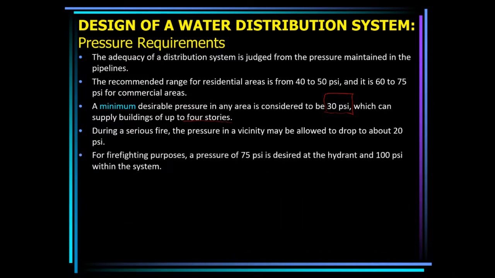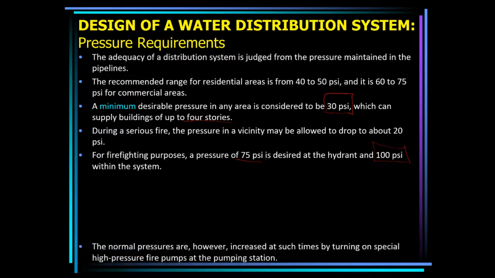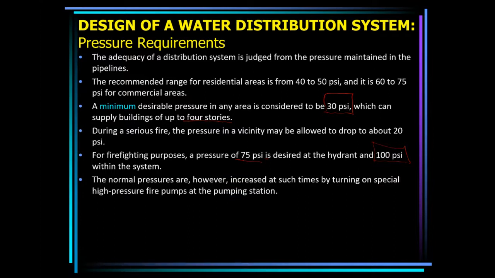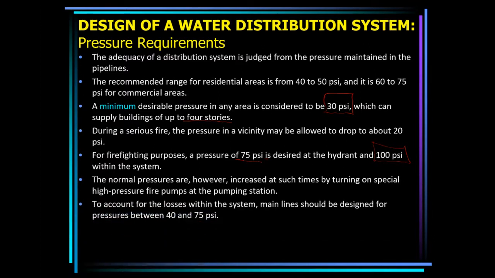For firefighting purposes, a pressure of 75 psi is desired at the hydrant and 100 psi within the system. The normal pressures are, however, increased at such times by turning on special high pressure fire pumps at the pumping station. You can always increase the pressure within the network this way.